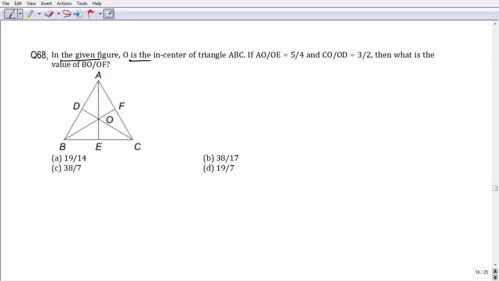It says that in a given figure, O is the incenter of a triangle ABC. And if AO by OE is 5 by 4 and CO by OD is 3 by 2, then what is the ratio for BO and OF? Now, talking about solving this question, one of the readily available concepts for these types of questions, as we infer to the world of CAT, is a theorem which goes by the name mass point theorem.